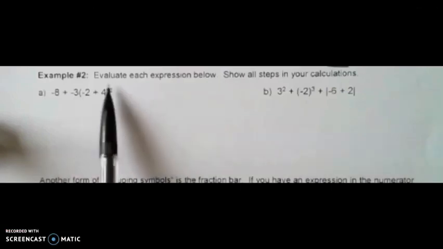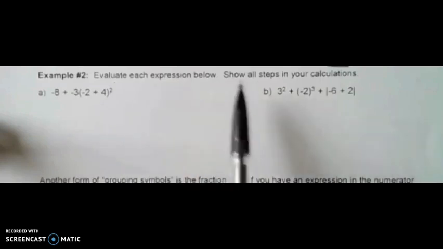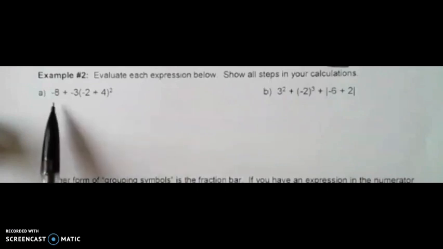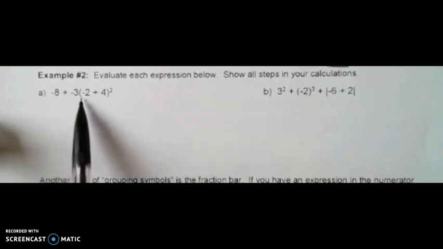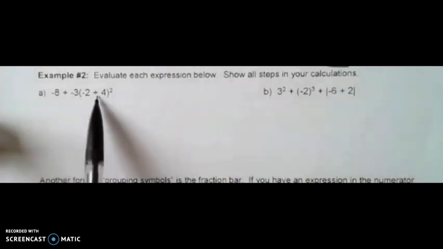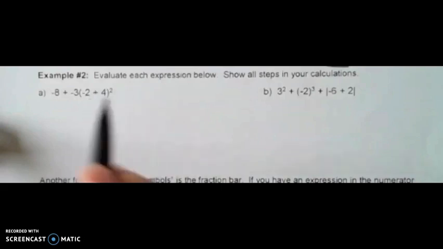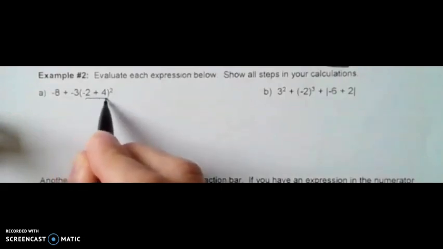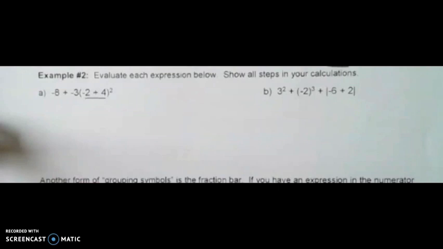In example 2, we're going to evaluate each expression, and it's important to show all steps in your calculation. So looking at letter A, okay, here's our expression, and I'm looking for grouping symbols first, and I actually see an operation in the grouping symbols. Addition is inside of the parentheses. So this is the first thing that I'm going to do in the problem, -2 plus 4.